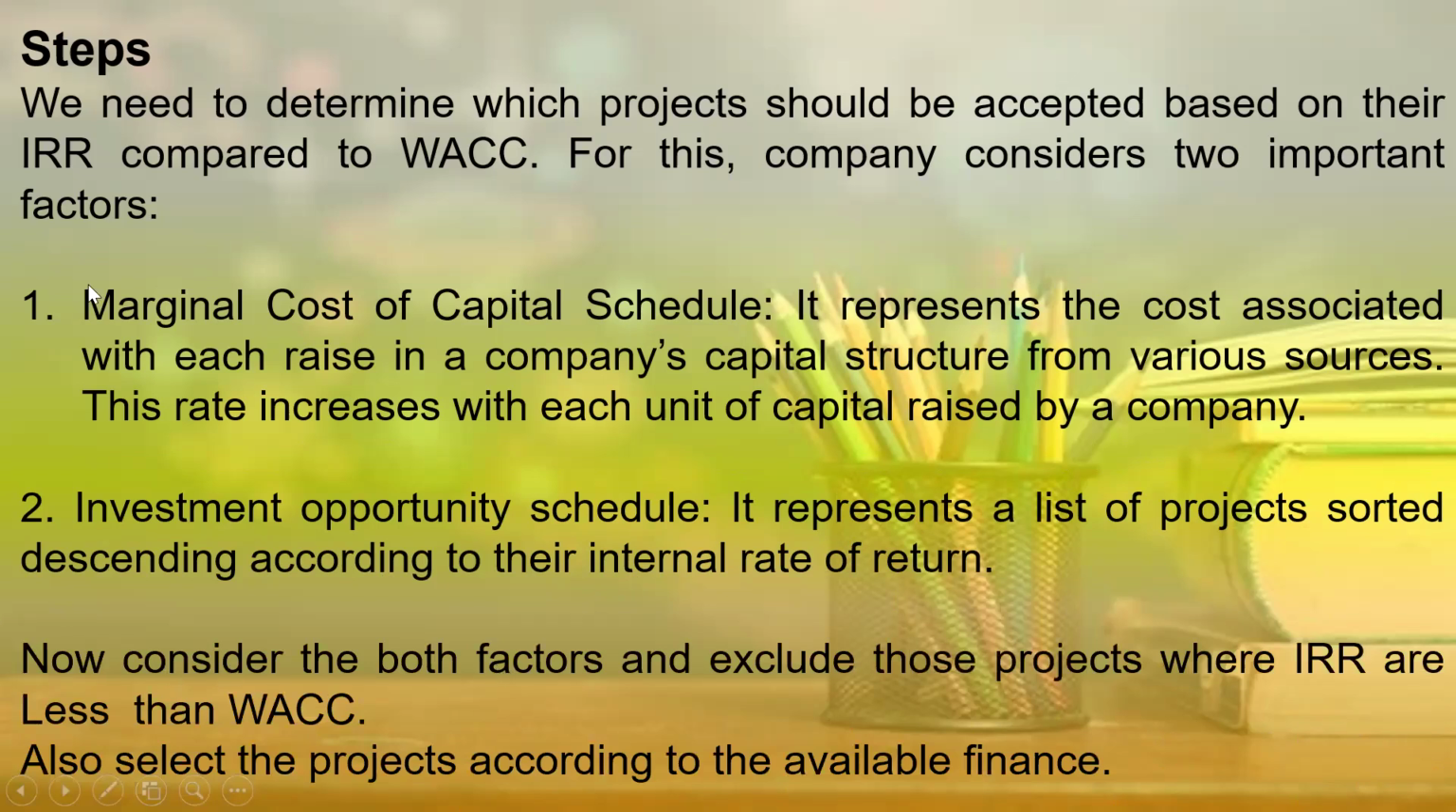Now consider both factors, that is the marginal cost of capital, which is WACC, and the opportunity schedule, which is IRR. So exclude those projects where IRR is less than WACC. As we have discussed here, consider only those projects whose IRR, or returns, are higher than weighted average cost of capital. And then also select the projects according to the available finance, because we know that finance is a limiting factor. So generally the projects are also selected based on the capital available.